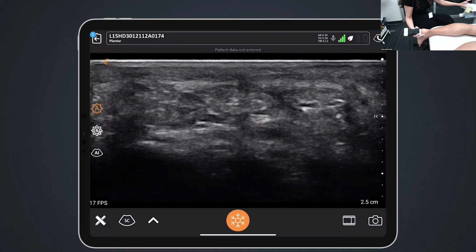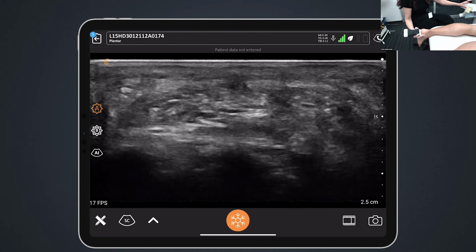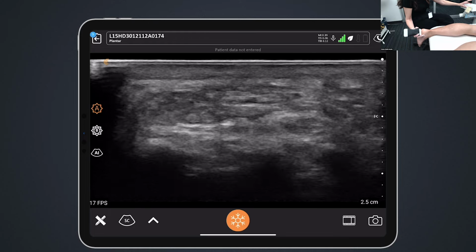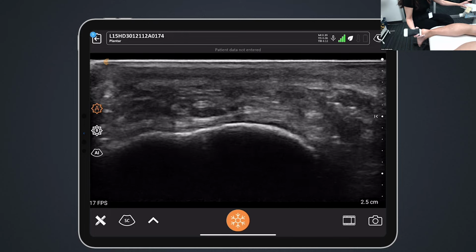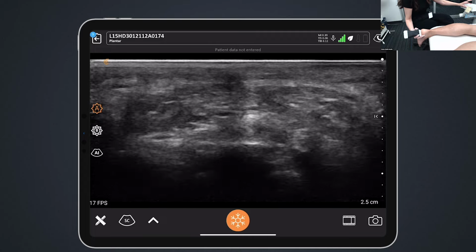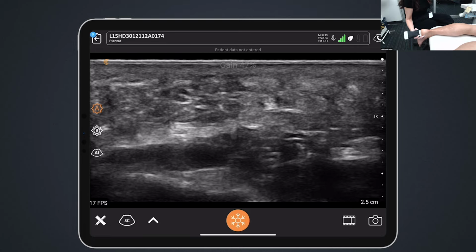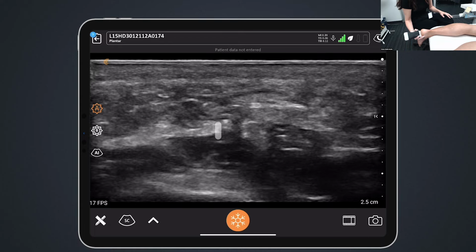And we can move all the way down on it as it comes into, you can see the flexor digitorum muscle come in here. I'm just going to darken that up a little bit.